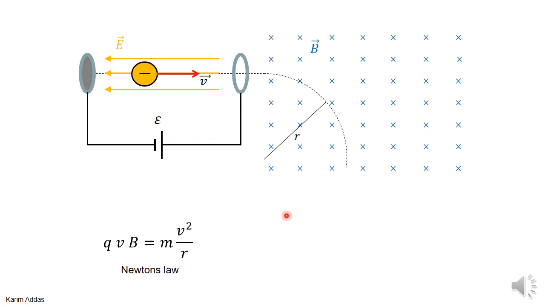Let's go back to Newton's law. If you apply Newton's law for the circular path of the charged particle in this region, qvB, the radial force, is the mass times the radial acceleration, v squared over r. And then you can find from this the magnetic field in terms of the other variables. So the magnetic field turns out to be mv over qr.